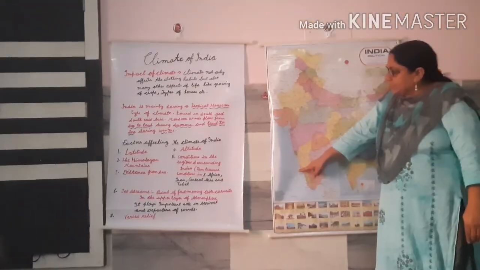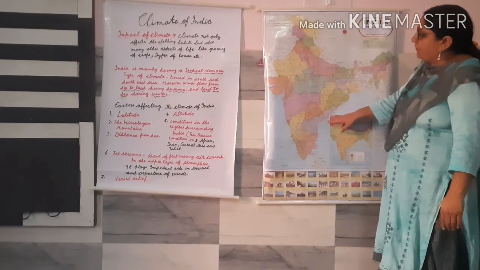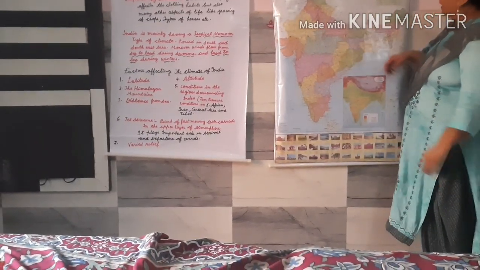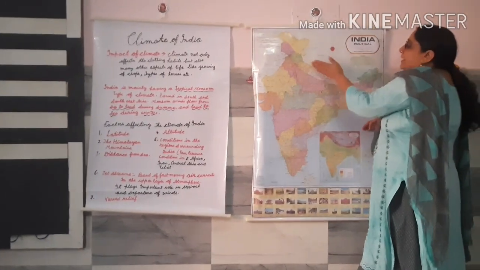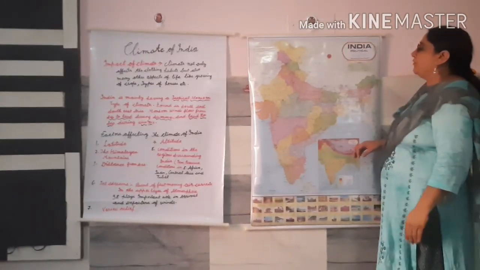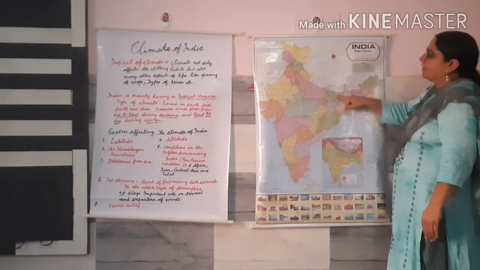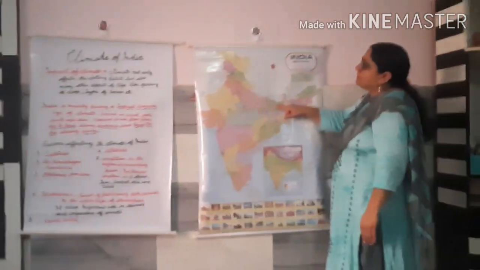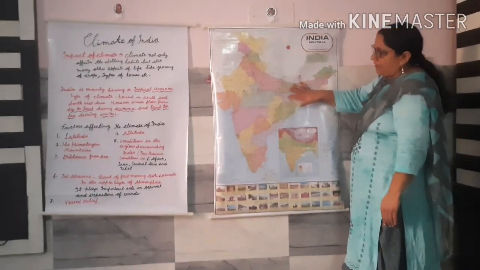here water bodies are lying. Due to the nearness of the water bodies, there is very little difference in the winter and the summer temperature. On the other hand, the India which is above the Tropic of Cancer has a continental type of climate. Whatever the season is, it will be at its peak. If it is summer, the summer will be at its peak. If it is winter, then the winter will be at its peak. Up to here you have understood.